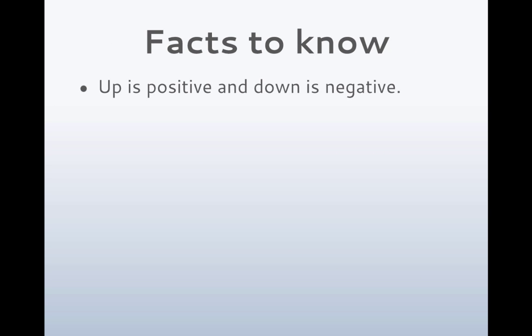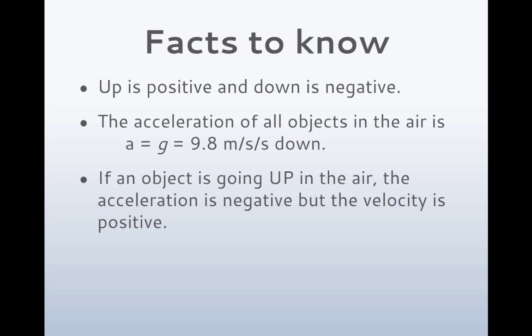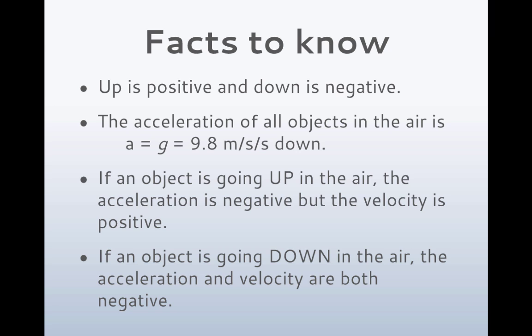Facts to know. Up is positive, down is negative. Acceleration of all objects in the air is gravity, which is 9.8 meters per second squared, down. If an object is going up in the air, the acceleration is still negative, but the velocity is positive. If the object is going down in the air, the acceleration and the velocity are both negative.